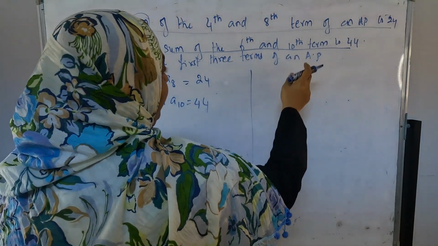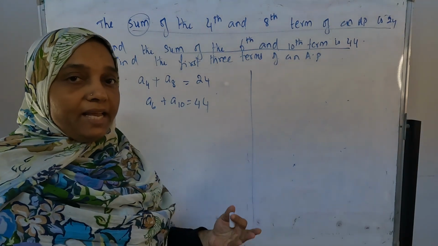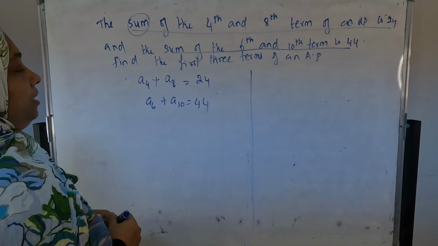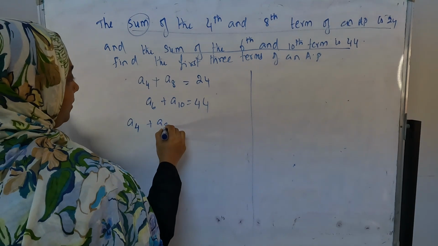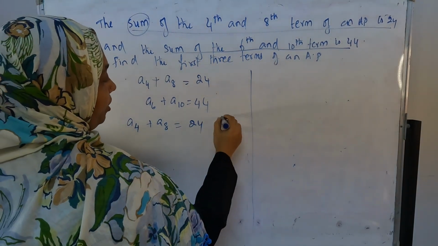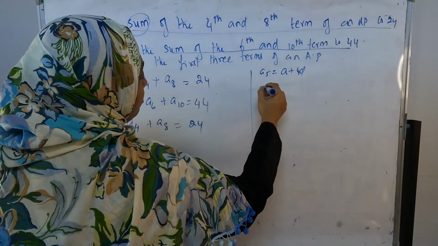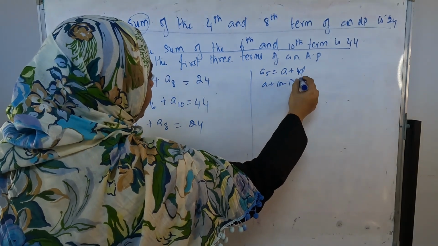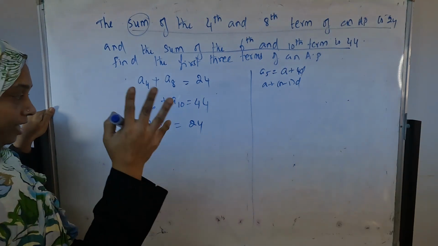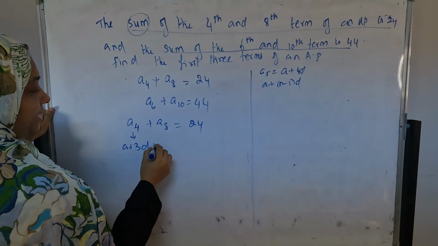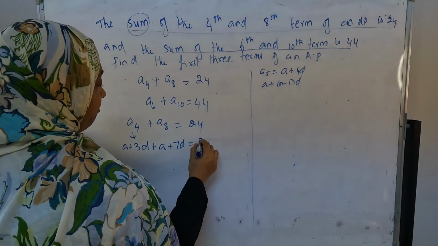First, find the first 3 terms of the AP. That means they are asking us to form the AP here. Okay, so now we will expand this one. How? Already I told you, if A5 is there, you write a plus 4d, using the formula a plus (n minus 1) into d. Same thing here. A4 means a plus 4 reduce 1, so 3d. Plus A8 means a plus 8 reduce 1, so 7d, is 24.